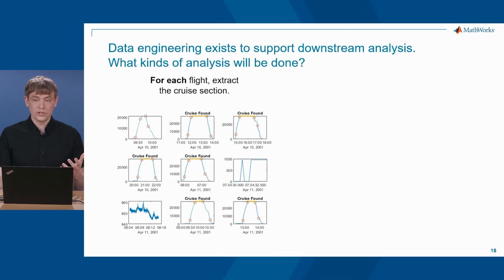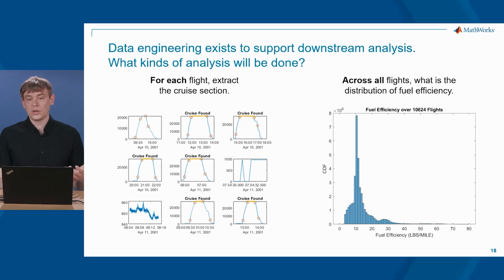An example of for each would be for each flight, extract the cruise section. This type of analysis operates by group. An example of across all would be finding the fuel efficiency across all flights in our data set. This type of analysis uses the entire data set for a single operation.